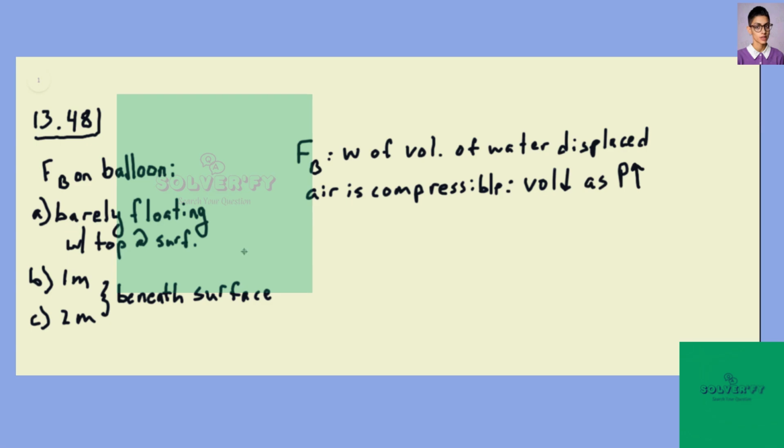And so if there's less volume that the balloon occupies, then there's a smaller volume of water that it's displacing. And since you have a smaller volume of water, that would have a smaller weight, and so the buoyant force is going to be smaller. So the buoyant force in A is going to be the greatest because the balloon has compressed the least.